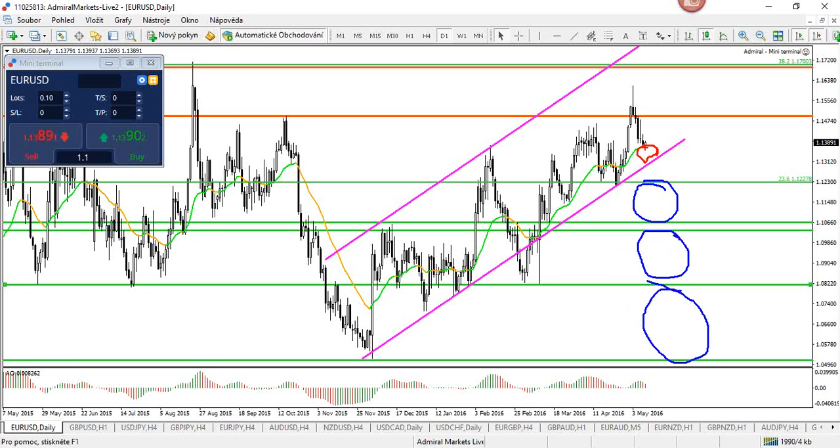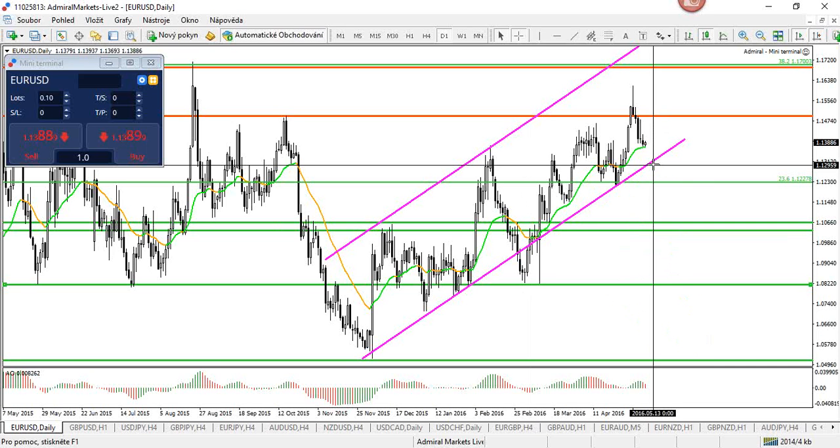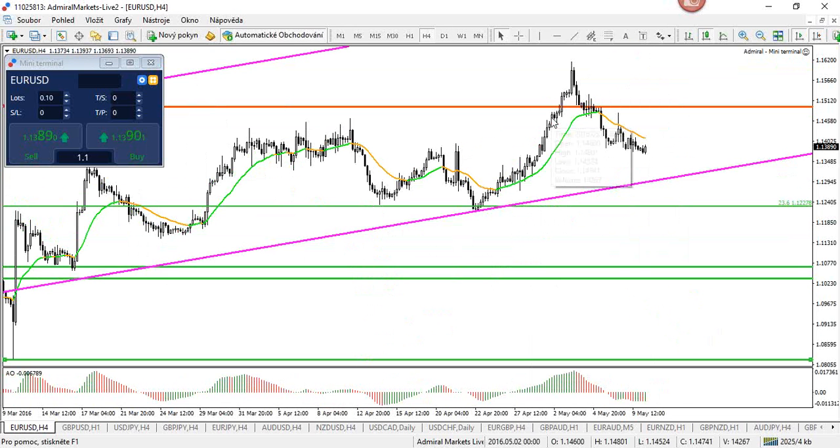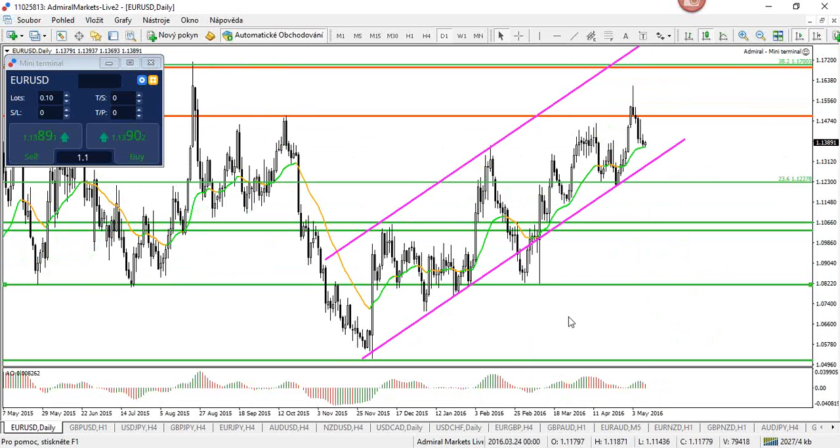You can see the difference between current price and the pink line here, or the magenta line, is about 70 pips. So a smaller zone. So let's dive into the 4-hour chart. Now we can see that on the daily chart, by the way, one more thing. There is divergence, double divergence, between these tops.